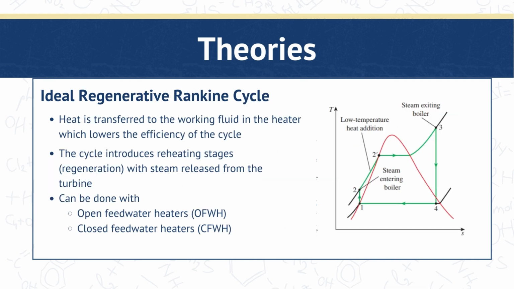Another characteristic of the Rankine cycle is that when heat is transferred to the working fluid in the heater or the boiler, the working temperature is usually low, which means that the cycle is not efficient enough. Therefore, we introduce the ideal regenerative Rankine cycle. This cycle introduces regeneration stages, wherein before feeding into the heater, the feed water or the compressed water is heated by the steam which is extracted from the turbine. There are two methods of regenerating, which are open feed water heating or closed feed water heating.